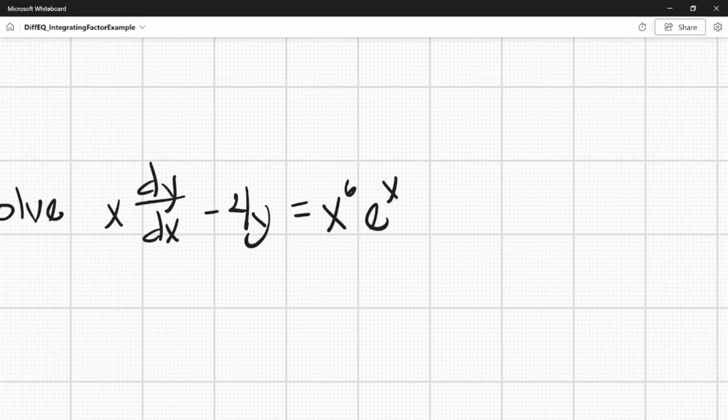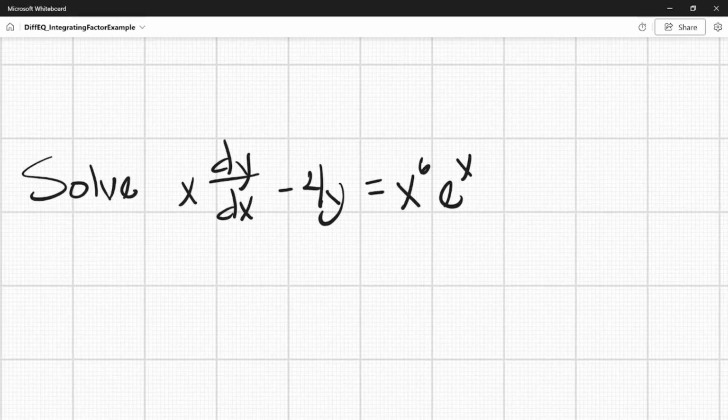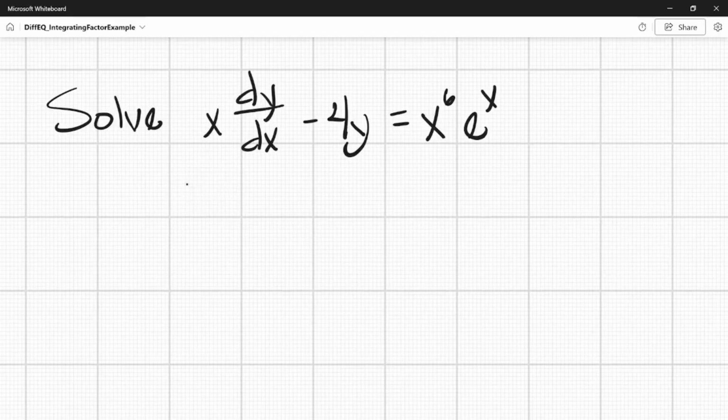We can see right away that we don't have standard form yet. In order to do that, we need to get a coefficient of 1 in this leading spot. And so I'm going to do that by just dividing through the entire equation by x.